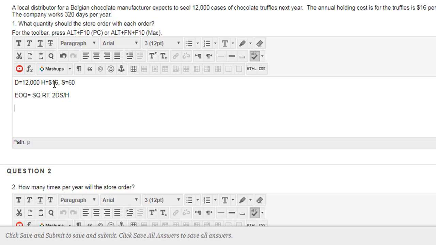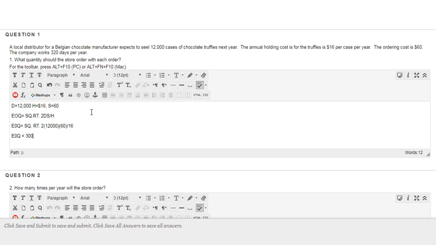The next thing that you'll do is you'll rewrite the formula with the correct variable values in it. So EOQ is equal to square root 2 times annual demand is 12,000, S is 60, divided by the holding cost, and the holding cost is going to be 16. So now I have the correct variable values in the equation. The last required step is that you will calculate the correct answer. So what is the correct calculation for this question? So the EOQ, when you put these numbers into your calculator and calculate the square root, you're going to get 300 is the correct answer. So those are the three things that you need to do for question number 1.